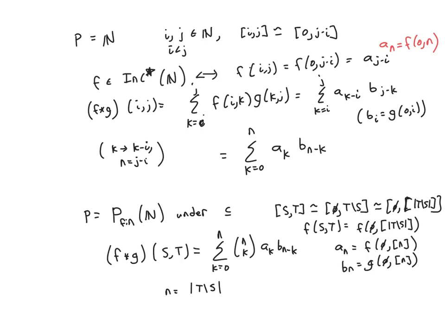As another example, let P be the set of all finite subsets of N under inclusion. It's not too hard to see, given two subsets S contained in T, that this interval is isomorphic to the interval from the empty set to T take away S. How does the bijection go? You send R to R take away S.